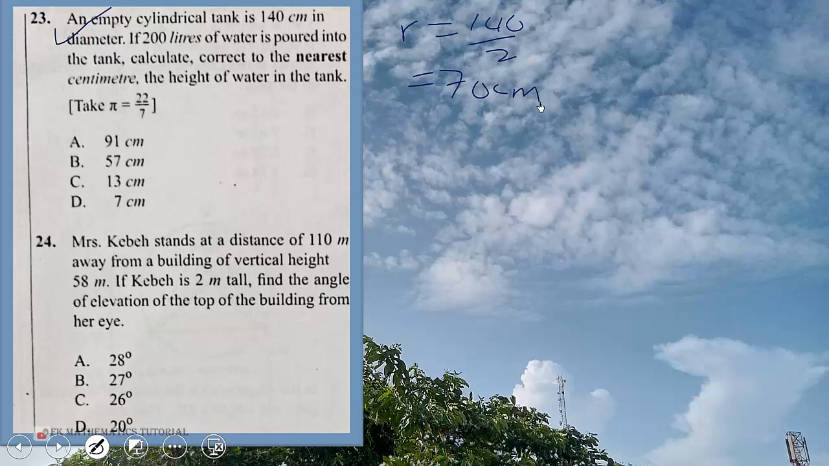Then if 200 liters of water is poured into the tank, calculate, correct to the nearest centimeter, the height of water. So the volume of water is 200 liters, which is equal to 200,000 centimeter cube. So volume of cylinder is equal to pi r squared h.